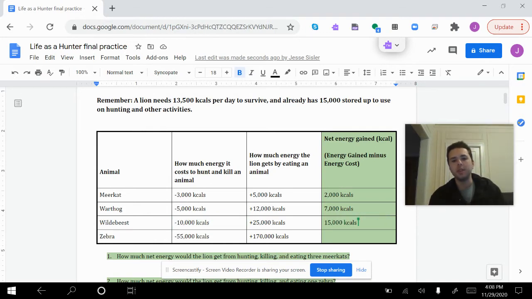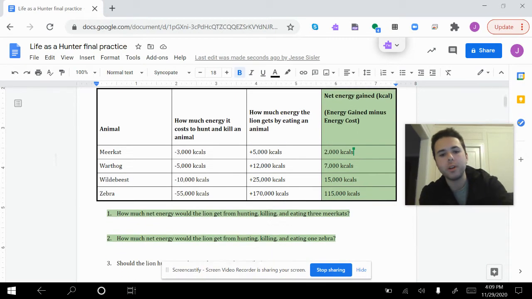And again, I'm going quickly through these because you would theoretically already have them written down. And then for a zebra, we would have 170,000 kcals minus 55,000 kcals. And for that, we're going to end up with a net energy gain of 115,000 kcals. Okay, so take a minute and fill out this column if you haven't done that already or if you need to make a correction. And then let's look at question number one.